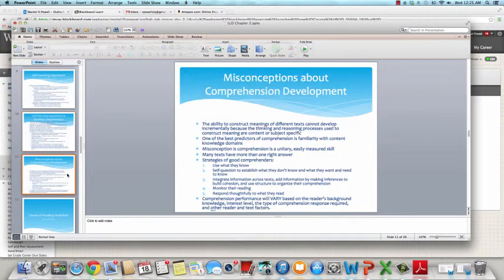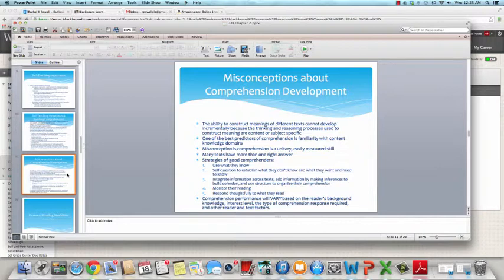So what are the misconceptions about comprehension development? The ability to construct meanings of different texts cannot develop incrementally because the thinking and reasoning processes used to construct meaning are content or subject specific. Again, reading this text versus Gone Girl or some other popular novel is going to be a different comprehension level. So one of the best predictors of comprehension is familiarity with content knowledge domains.